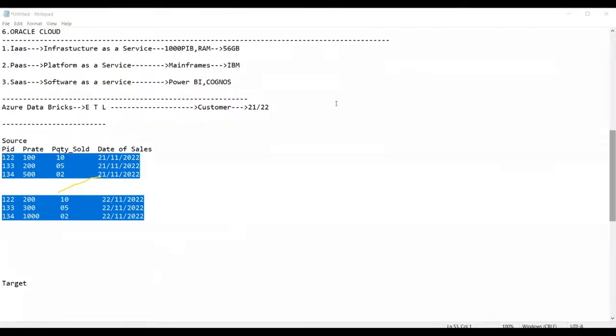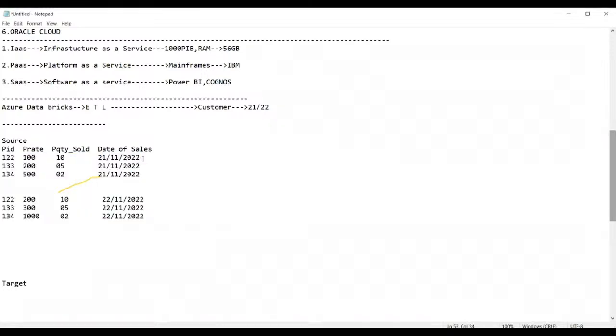If you have a massive amount of data, can you look at the data and decide? Suppose each table has some 1 lakh records, can you decide by looking into the records? No, not possible. So for that, we use a technique. What is that? Let us see how ETL is applied here.